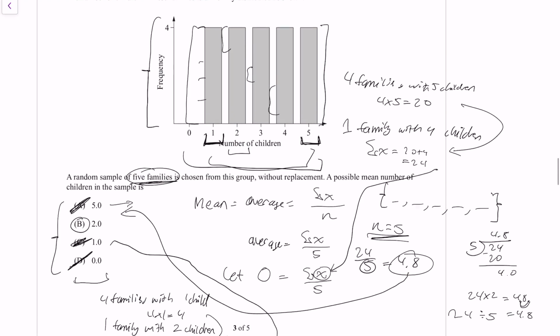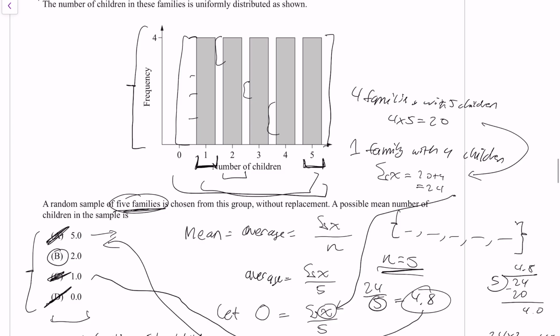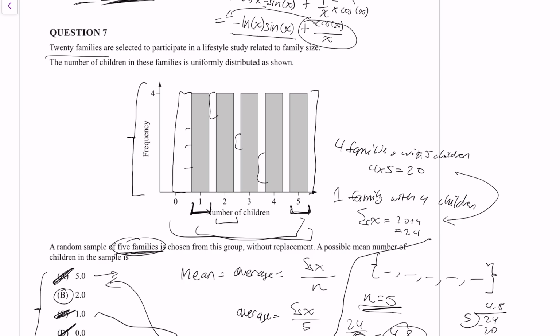Now I'm going to quickly improvise here and try and find a possible combination where we actually can get 2 as the mean number. So I'm thinking maybe 2 families with 1. So I'm going to draw this in green actually to show that this is a possible combination. So 2 families with 1 child, 1 family with 2 children, or 2 families with 3 children.